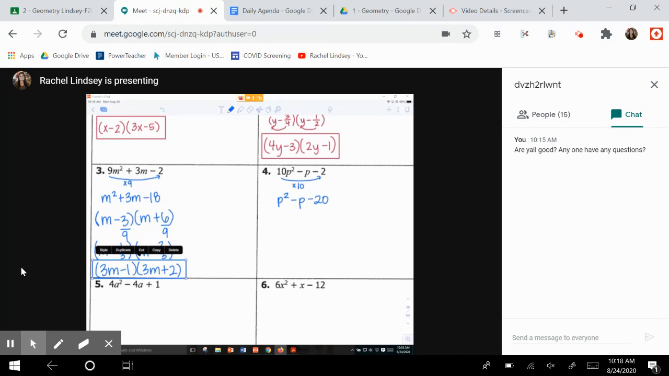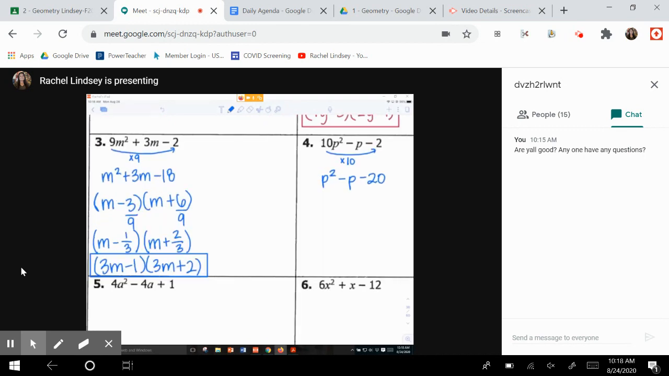Okay. And then what two numbers multiply to give you negative 20 and add to give you negative 1? Positive 4 and what? Negative 5. Then what do I need to divide them by? 10. So what does 4 over 10 reduce to? And then 5 over 10? 1/2.